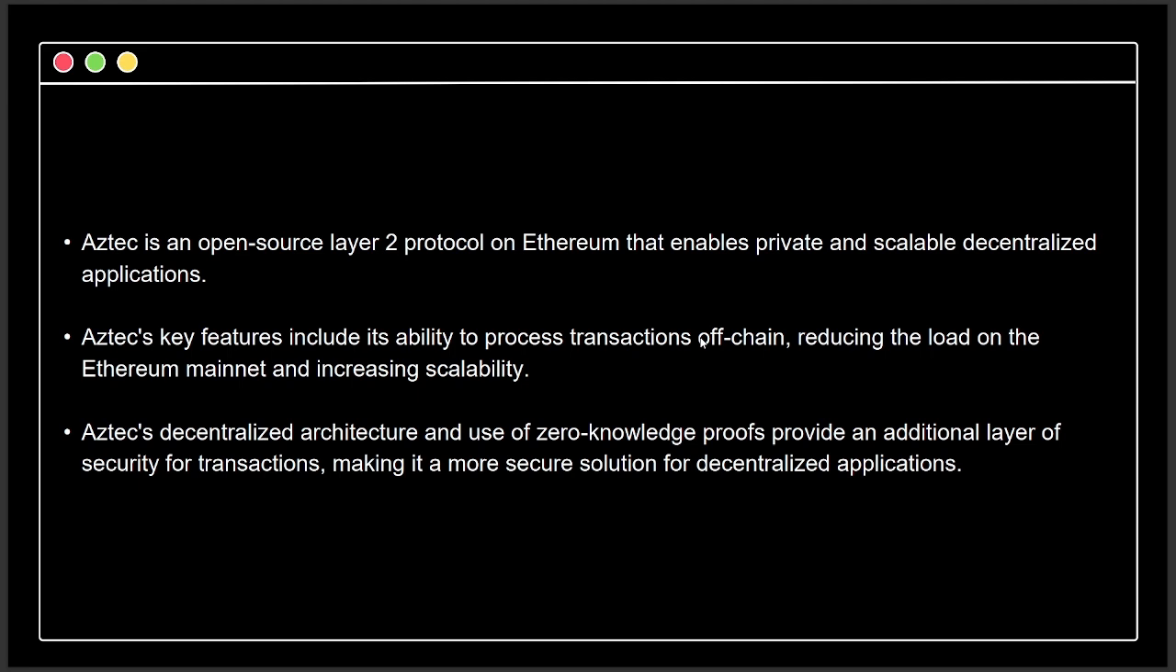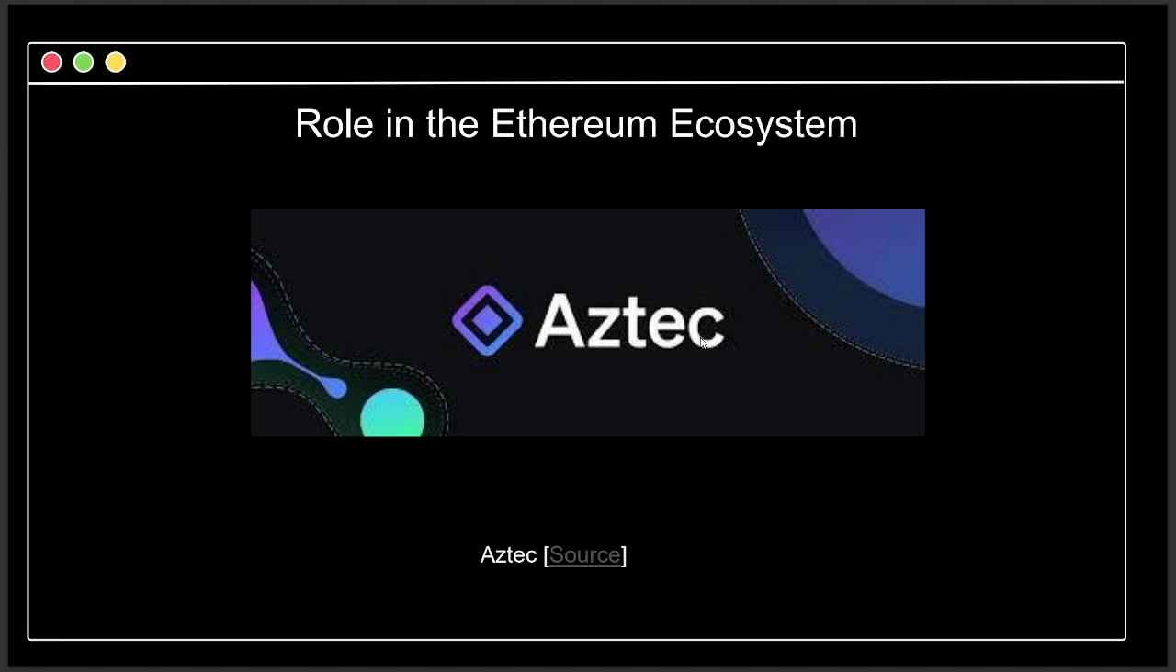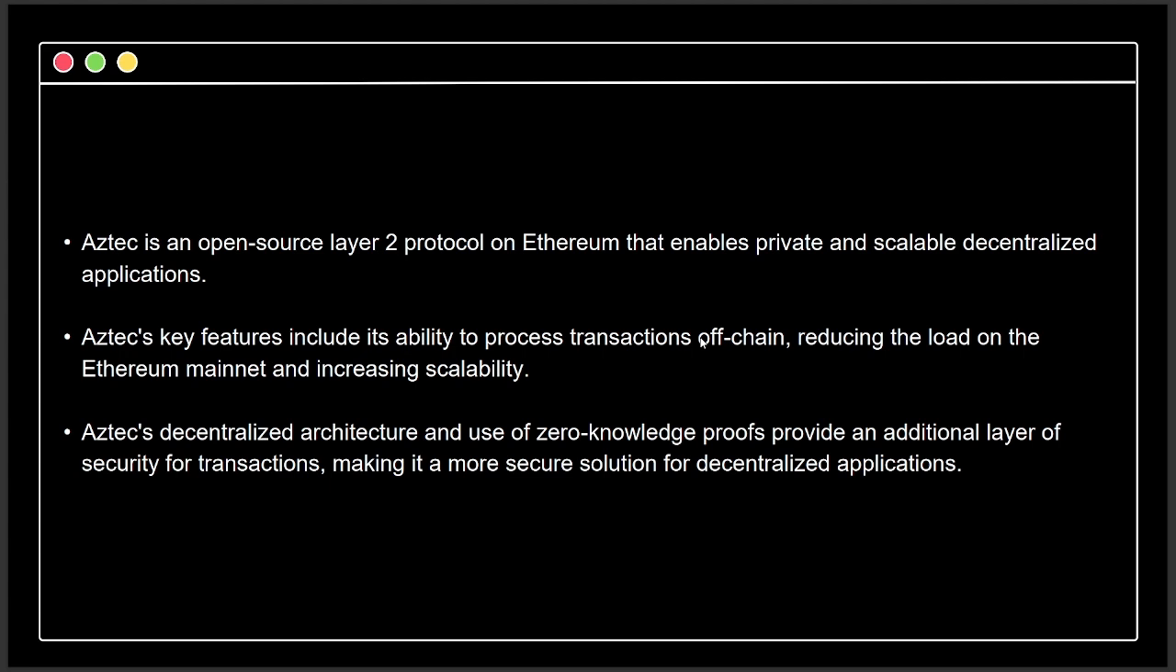In addition to scalability, Aztec also focuses on providing an additional layer of security and privacy for decentralized applications. Aztec's decentralized architecture and use of zero knowledge proof provides an additional layer of security for transactions, providing a more secure and private experience as compared to other layer 2 solutions. This ensures that the user activity is encrypted from the browser to the network.